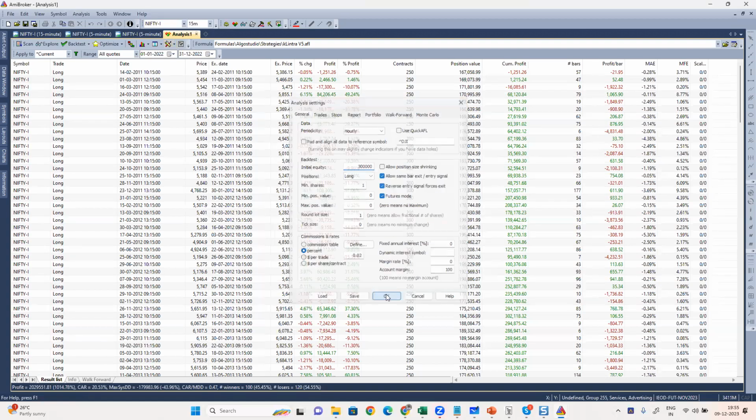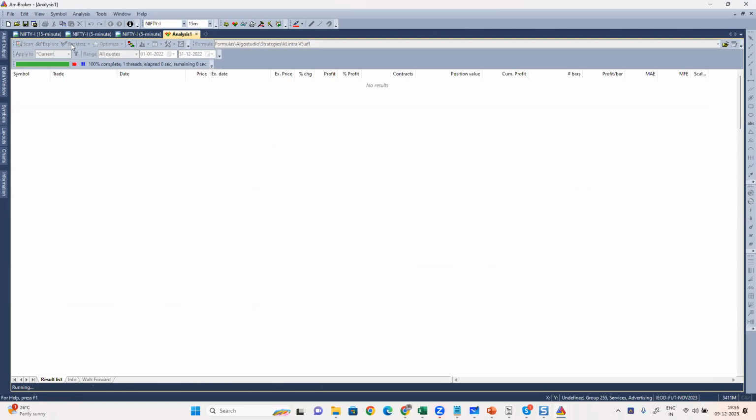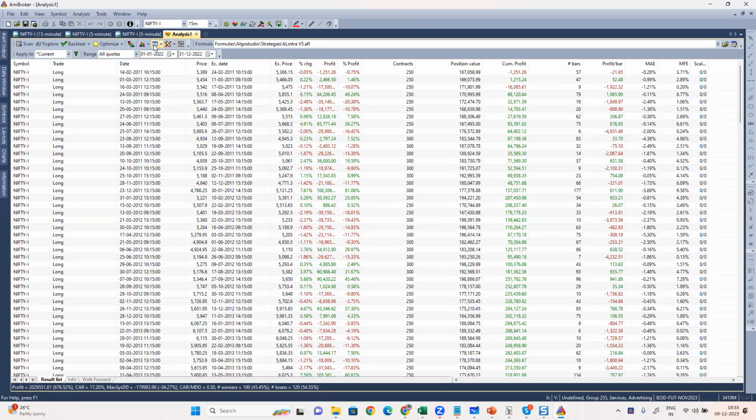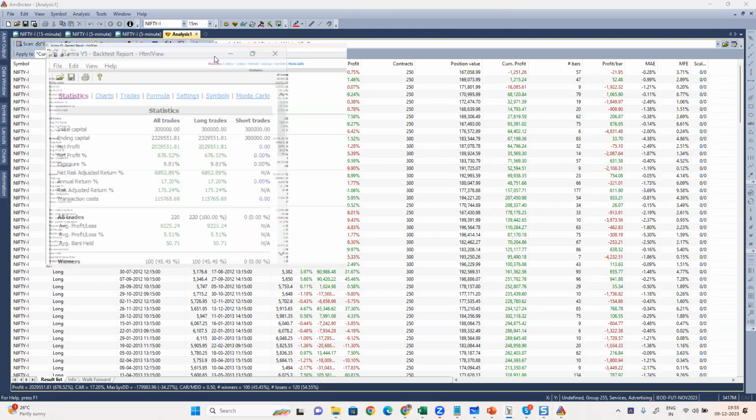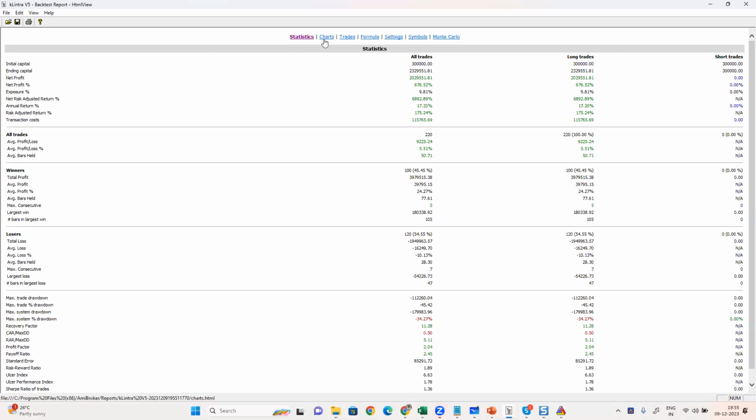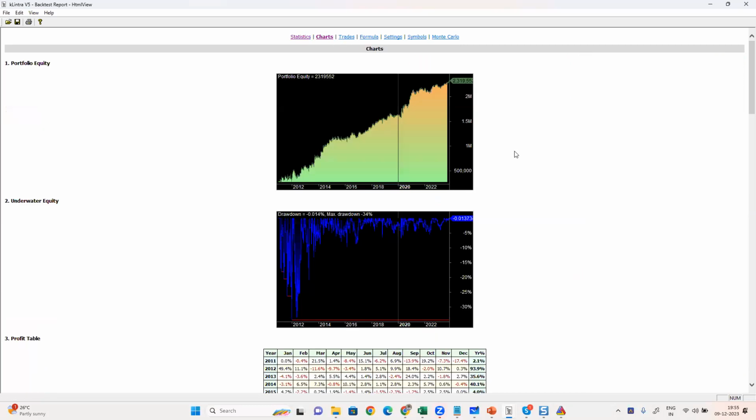I'll press OK, and then I'll hit the backtest. And you can see the result for yourself. It's a pure long only trading system. 220 trades got generated. Of course, since it is an hourly time frame, the win rate will be slightly on the higher side, a little more than 45%. And this is how the equity curve looks.